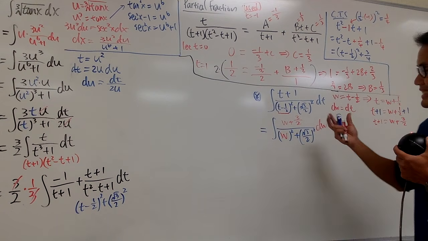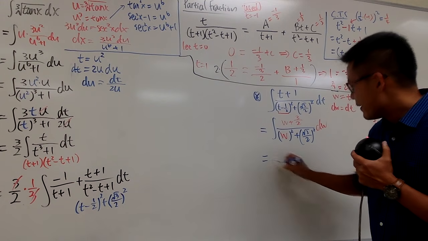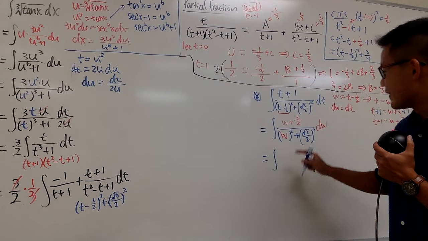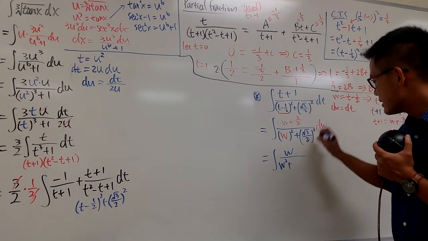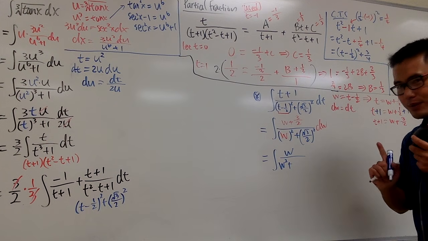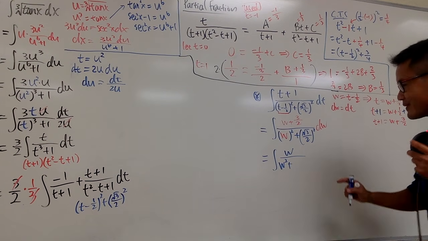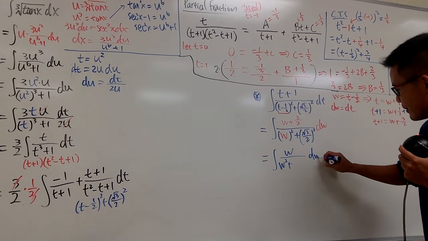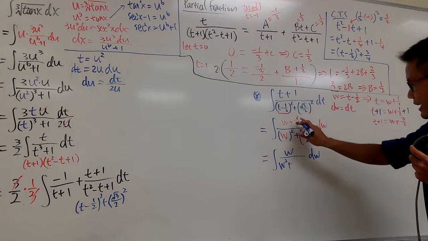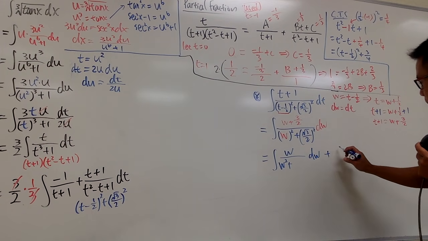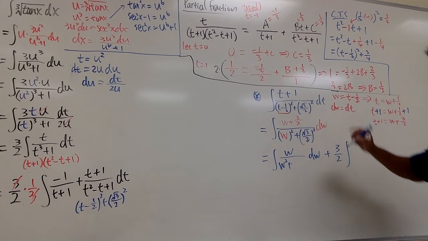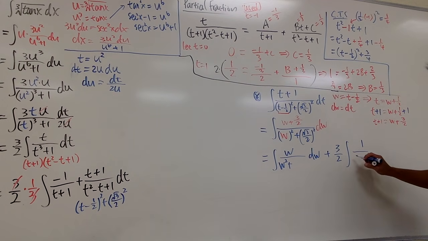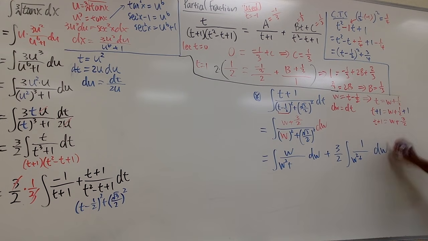And what's next? Split the fractions. The first one is w over w squared plus, well, let me just leave this for now, and then dw. For the second one, this is a constant multiple, so let me put it in the front: 3 over 2. And then we have the integral, still the integral. Now I have the 1 on the top over w squared plus something, and then I'll have the dw.